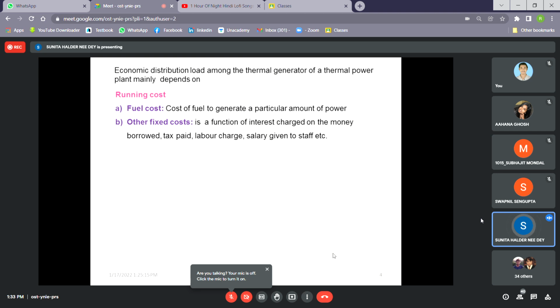So economic operation of a thermal power plant depends on two costs. One is fuel cost, another is fixed cost. Because when a thermal power generator is running, fuel is required every time. And there is other fixed cost also, that is interest, depreciation, salary, wages, tax, all those things.